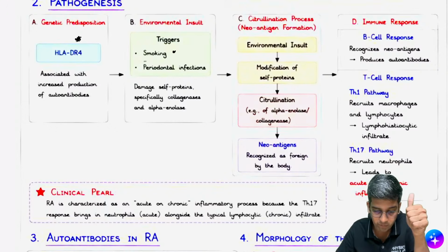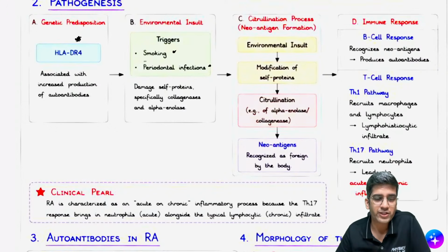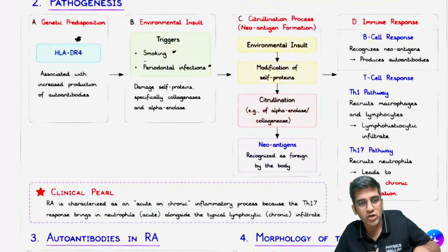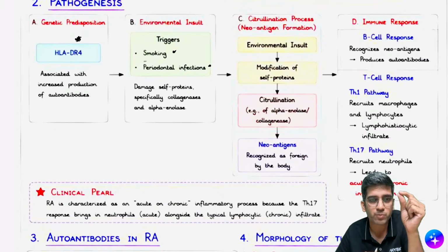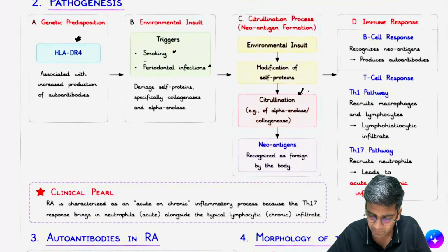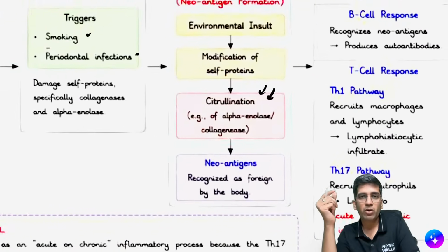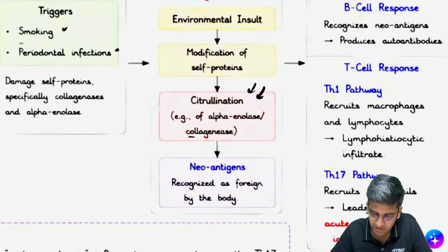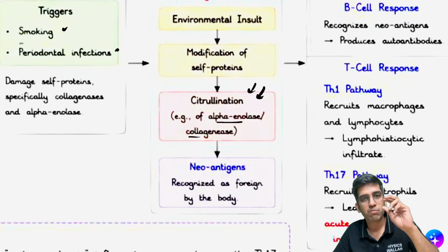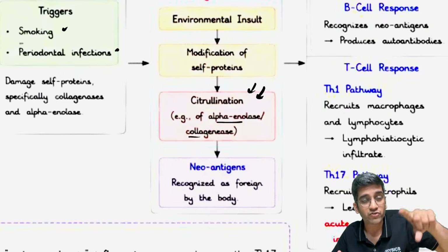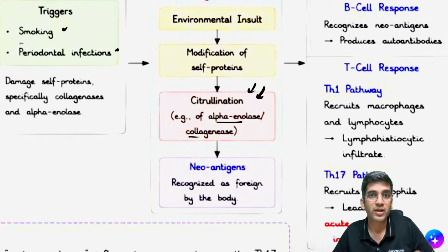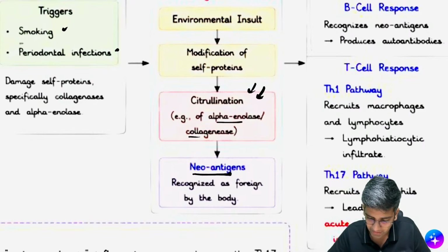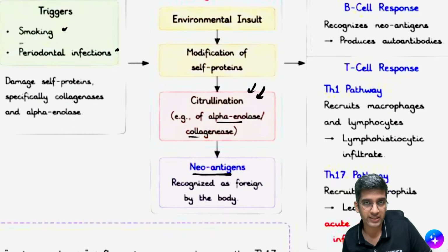Trigger, smoking is a very important trigger, and periodontal infections. So in people who have an altered immune system, smoking, or an environmental insult, kind of malforms one of the simplest proteins. What they do is they get citrullinated. Citrullination is a chemical modification of a protein, right? So alpha collagen, alpha enolase, these proteins are modified because of the environmental insult of smoking or the infections, and they are citrullinated. This is the neoantigen here. This citrullinated protein acts as a neoantigen, and my body will produce antibodies against them.